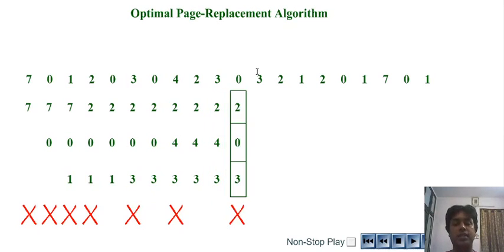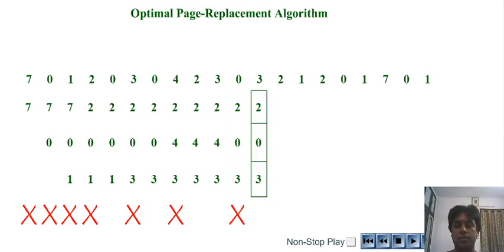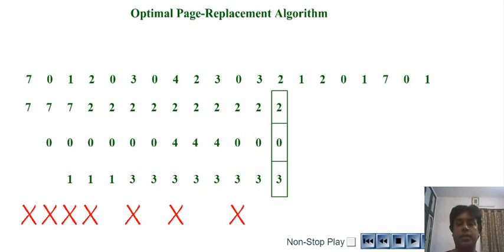After this, there is a demand for page 3. Now if you can see, page 3 is already there in one of the frames of my memory. So again it's an example of a page hit. After this, there is a requirement for 2. 2 is already in the memory. There is again a page hit.